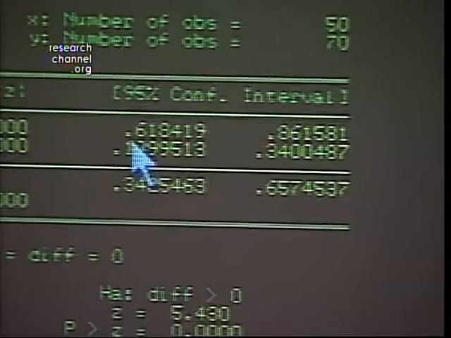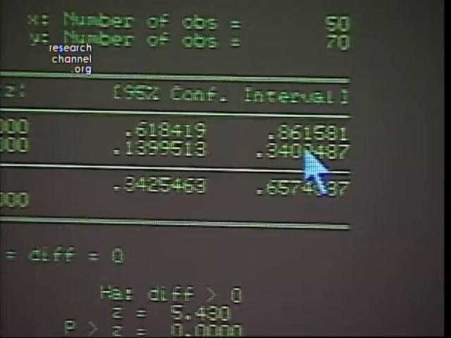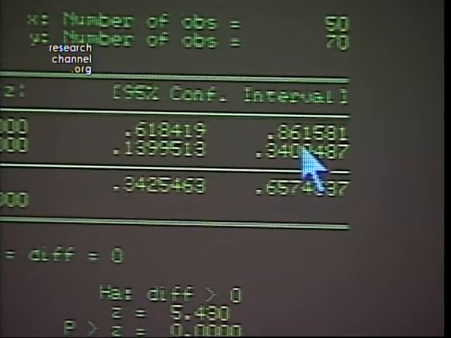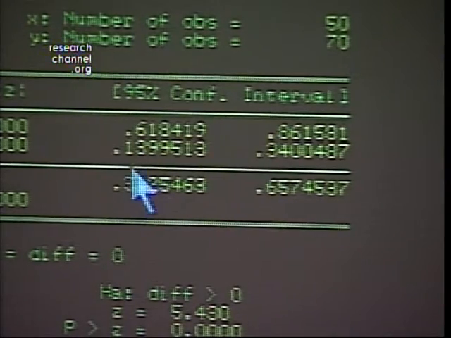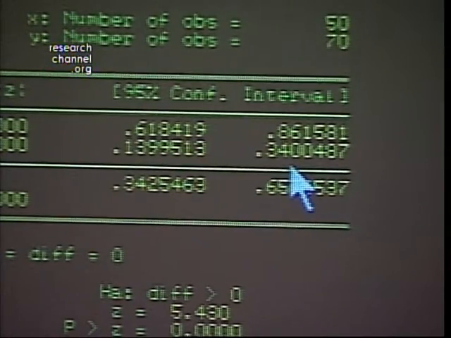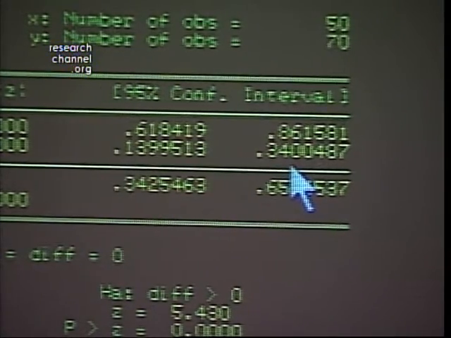They go from 61.8% to 86.1% for treatment A. The 95% confidence interval for treatment B goes from about 13.9% up to 34%. They're very distinct. So this would also tell us that there appears to be a very statistically significant difference in the proportion of response between the two groups.